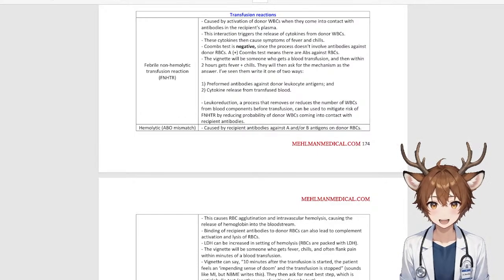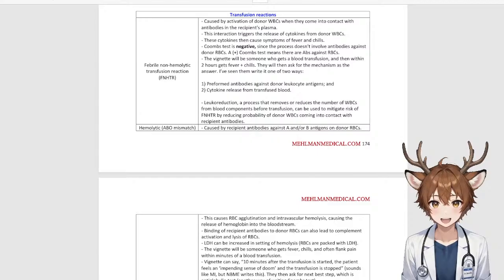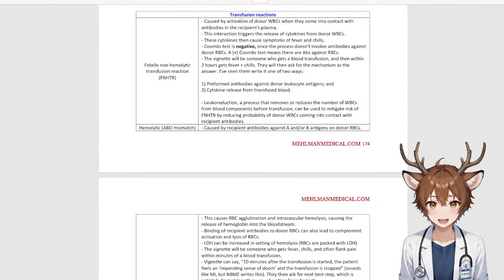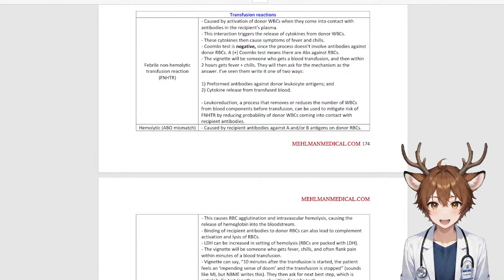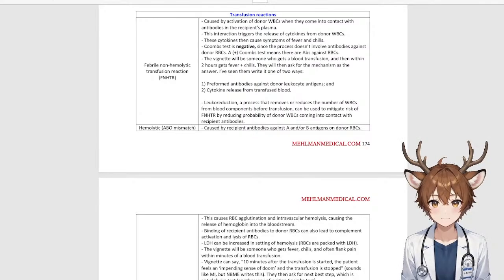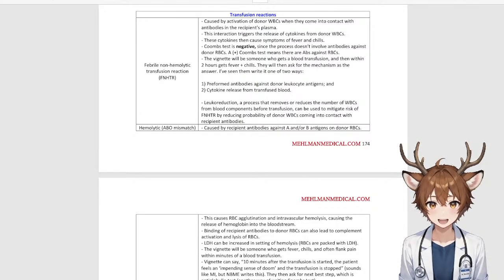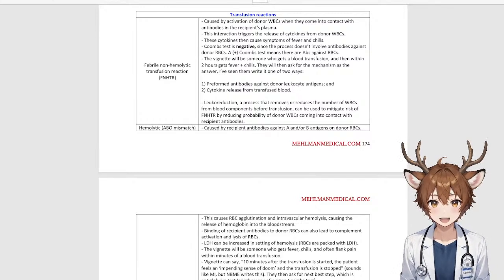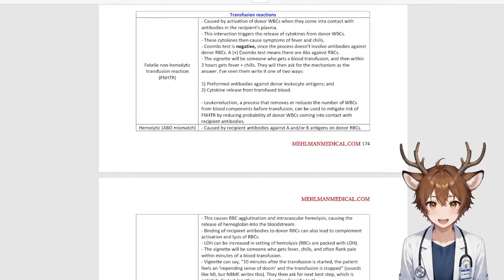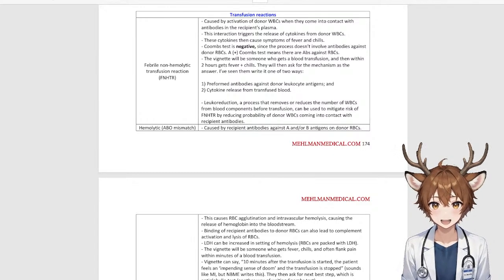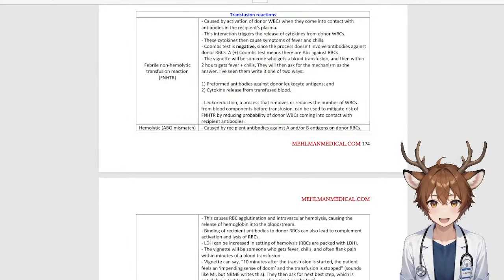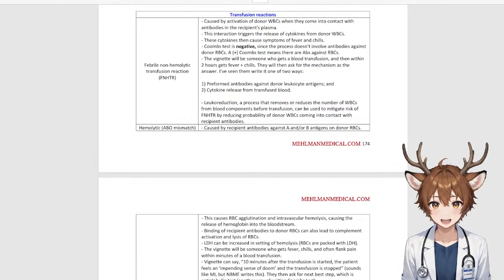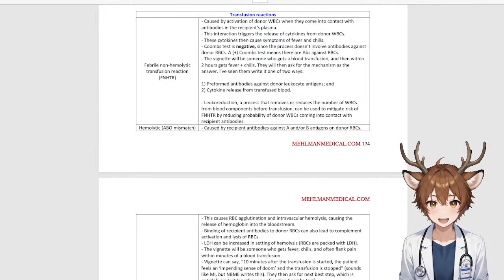Transfusion reactions. Febrile non-hemolytic transfusion reaction, FNHTR, is caused by activation of donor white blood cells when they come into contact with antibodies in the recipient's plasma. This interaction triggers the release of cytokines from the donor white blood cells. These cytokines then cause symptoms of fever and chills. Coombs' test is negative since the process doesn't involve antibodies against donor RBCs. A positive Coombs test means that there are antibodies against RBCs.